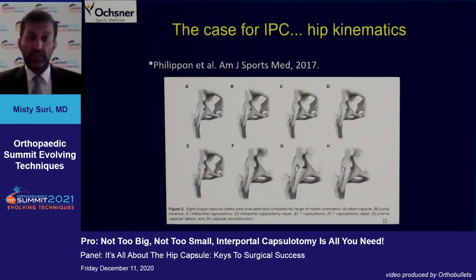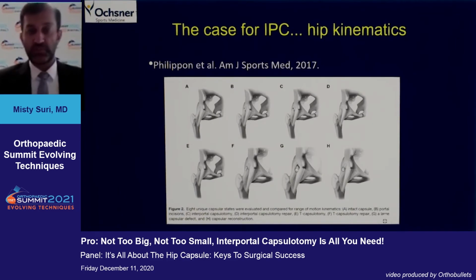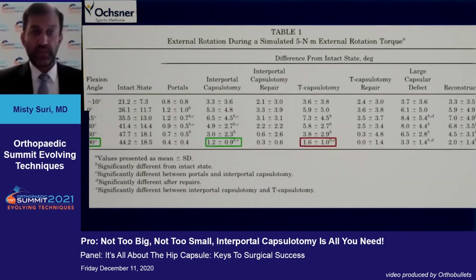Dr. Philippon's biomechanical study was 10 cadaveric hips, and these were tested for range of motion for the intact capsule versus the multiple capsular conditions, similar to the previous study. And they tested it in different planes of motion. And what they found was that the interportal capsulotomy had significantly less external rotation at 0 compared to the T capsulotomy, as shown here. So interportal less than the T.